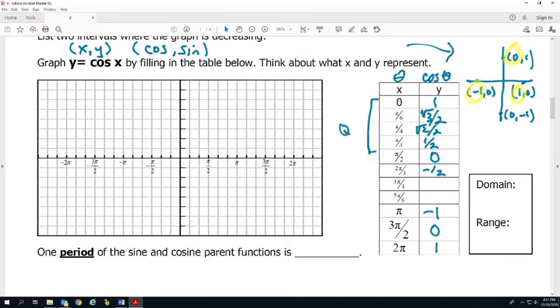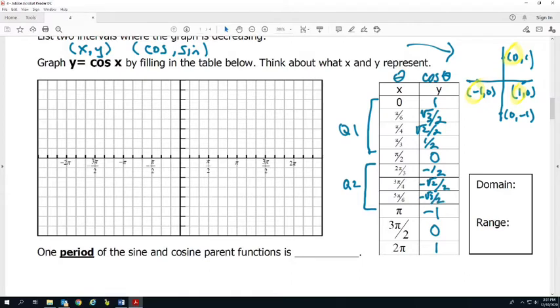Are in quadrant 1, so they should be positive. Starting right here, we're in quadrant 2, and cosine is negative in that quadrant. At 3 pi over 4, it's negative square root of 2 over 2, and at 5 pi over 6, it's negative square root of 3 over 2, and then we have the others.